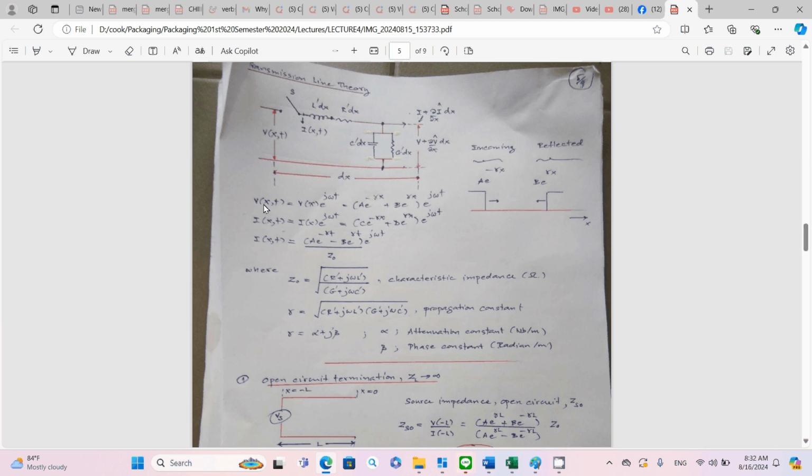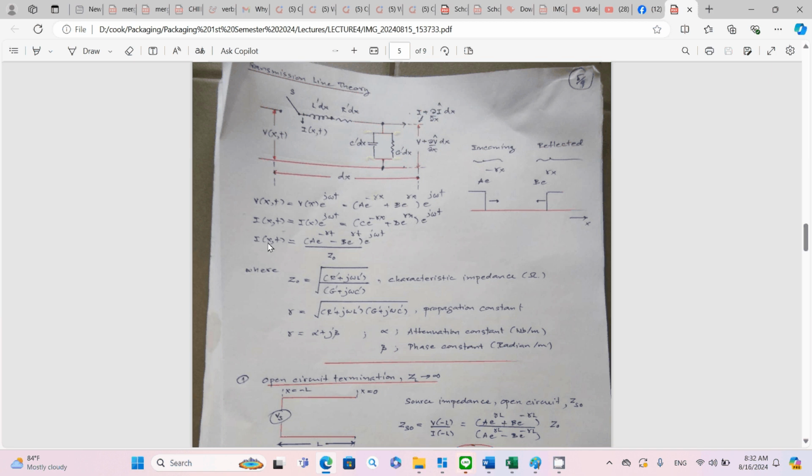Let's set up the voltage along the transmission line to be V(x,t), and that is equal to A exponential negative gamma x plus B exponential gamma x, and in the time domain we add exponential j omega t, same as the current. Okay, but they have different coefficients. That's going to be C and D. They're both constants.